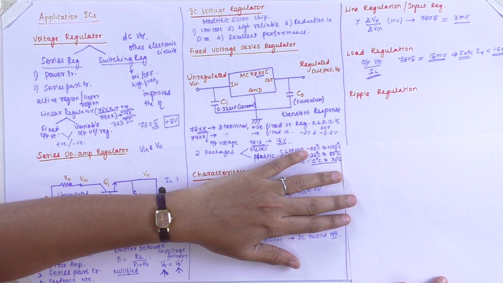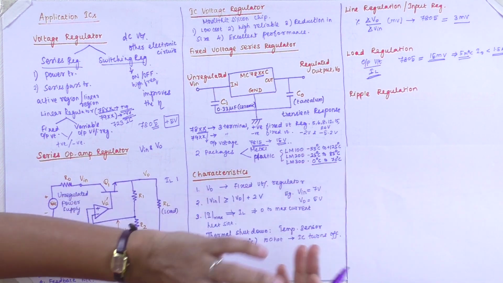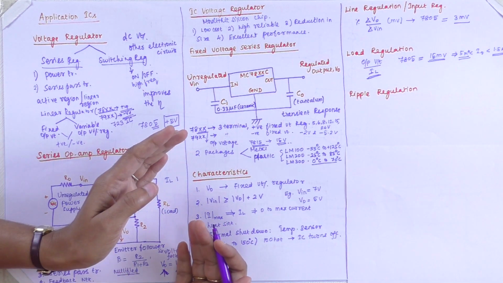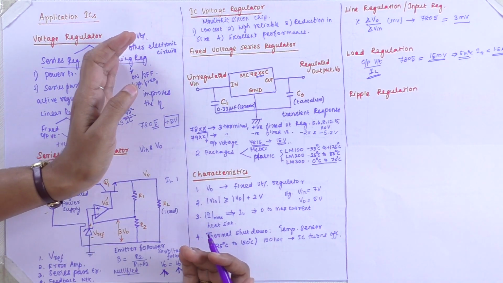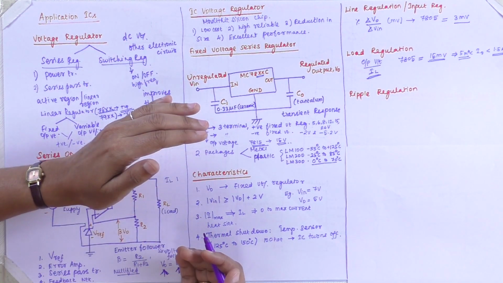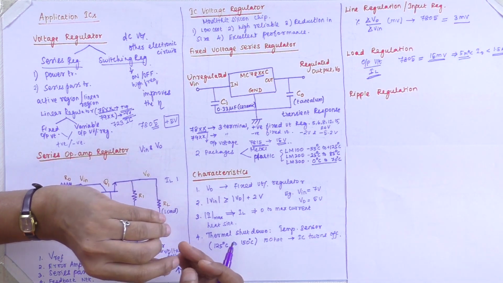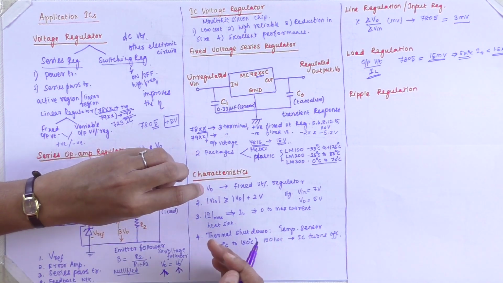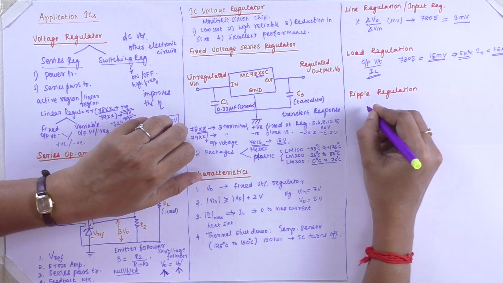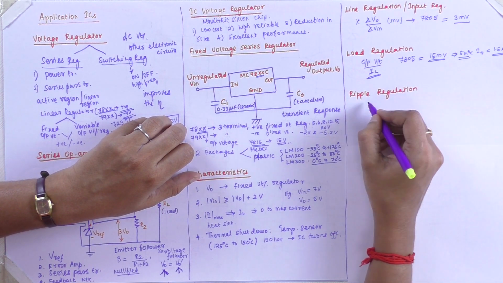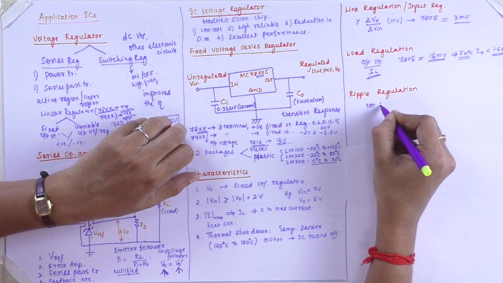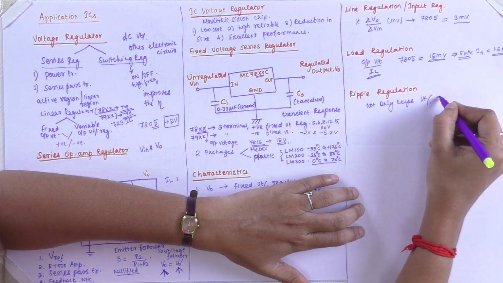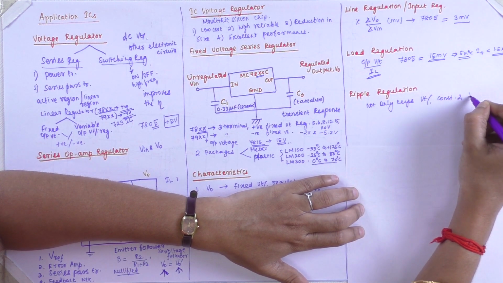Then ripple regulation. We have studied what ripples are. They are like noises. The whole function of this voltage regulator is to stabilize our DC voltage. In case there is any excess noise, it is to be removed. That's the definition of ripple regulation. So the IC regulator not only keeps the voltage constant, it also reduces the ripples.